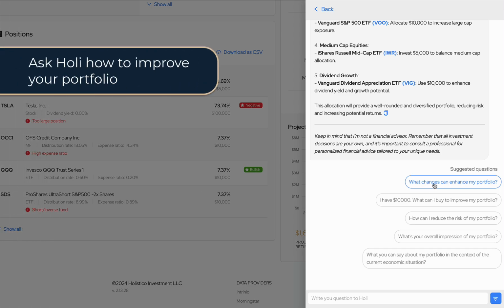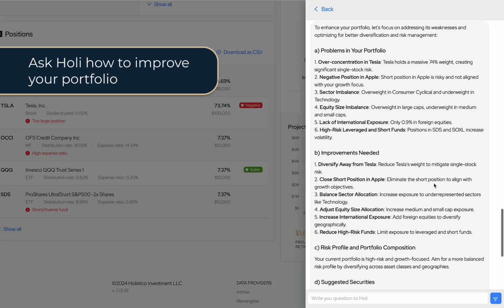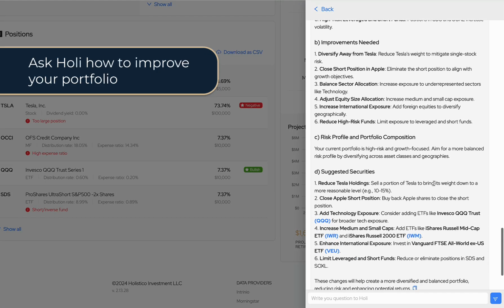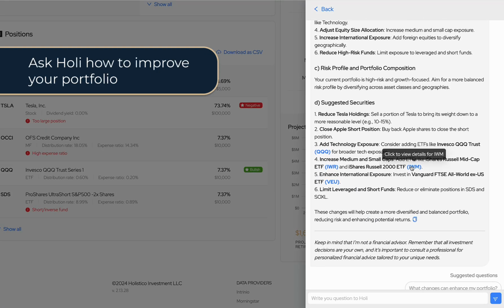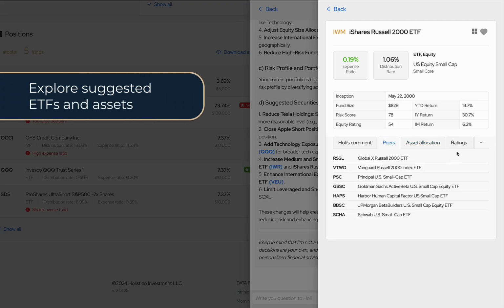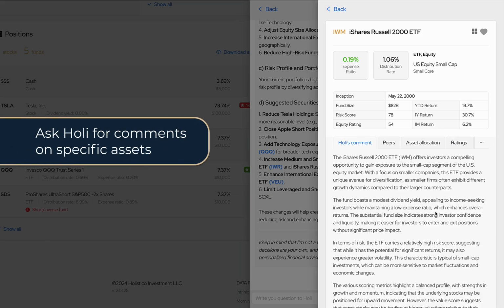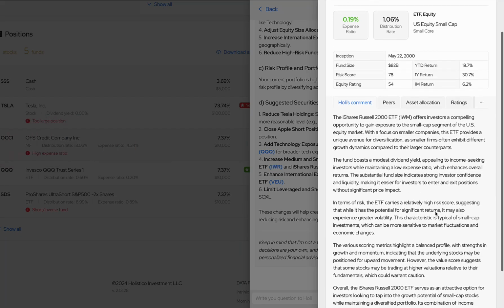Holi, your AI assistant, answers your portfolio questions with actionable insights. Ask about improving your portfolio, reducing risks, or exploring new investments. Holi can suggest ETFs and shares, offering a deeper dive into each suggestion. Request Holi's opinion on any asset to get tailored insights.